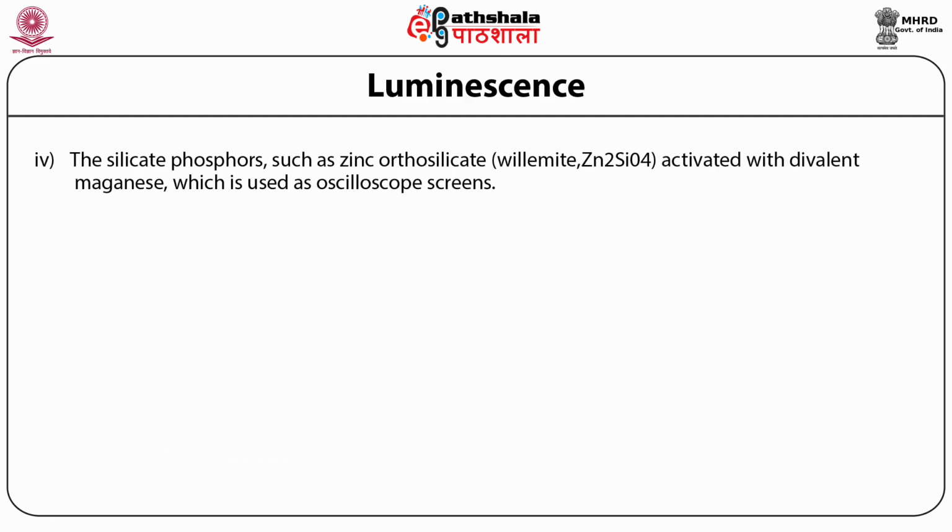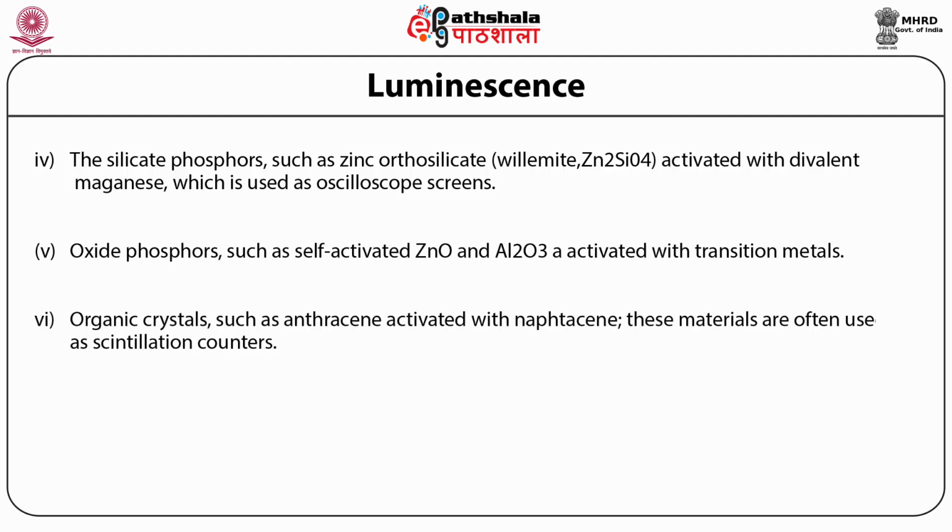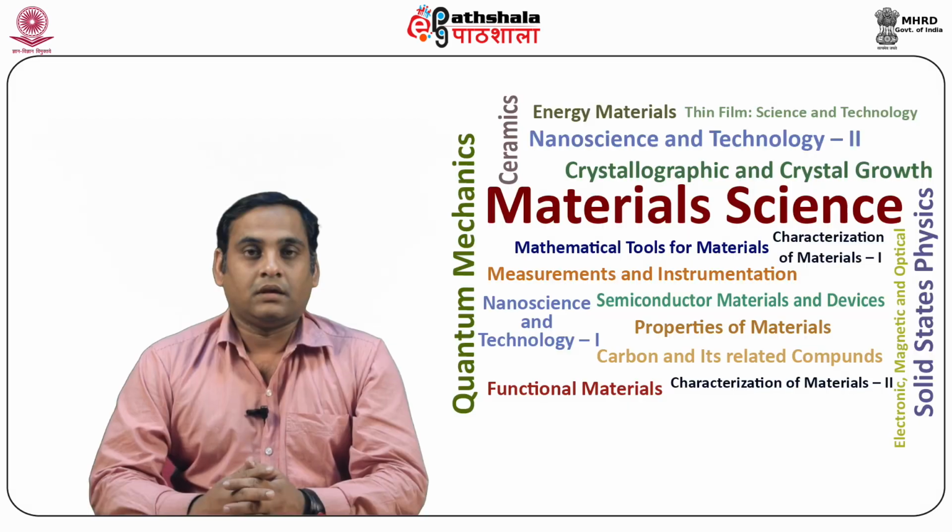Fourth, the silicate phosphors such as zinc orthosilicates activated with divalent manganese, which is used as oscilloscope screens. Fifth, oxide phosphors such as self-activated zinc oxide and Al2O3 activated with transition metals. Sixth, organic crystals such as anthracene activated with naphthalene. These materials are often used as scintillation counters.